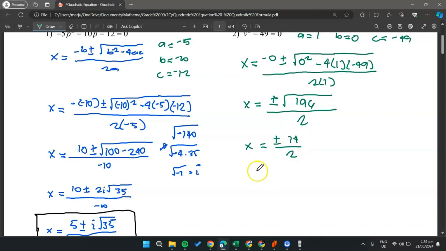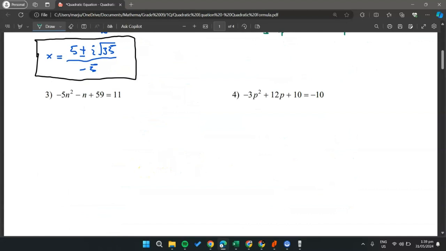If we simplify further, your x sub 1 will be negative 14 over 2, then your x sub 2 will be plus 14 over 2. This simplifies to negative 7, and this is positive 7. So that will be our answer for number 2.